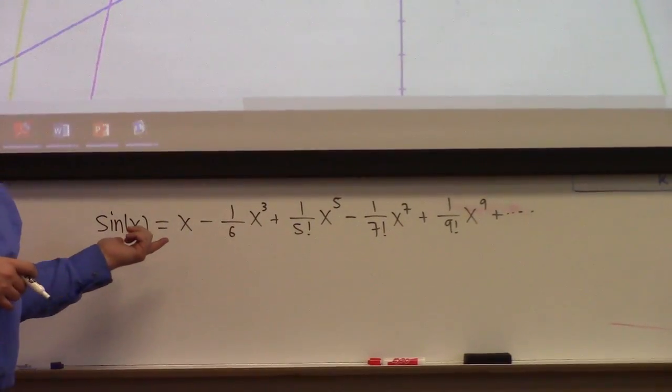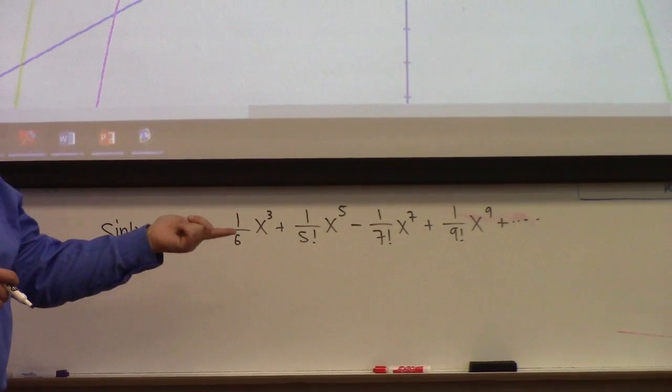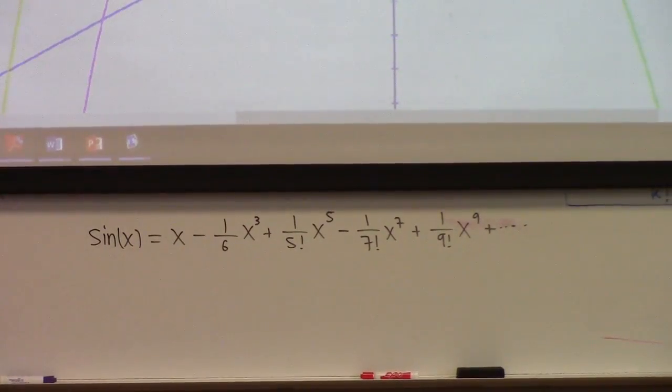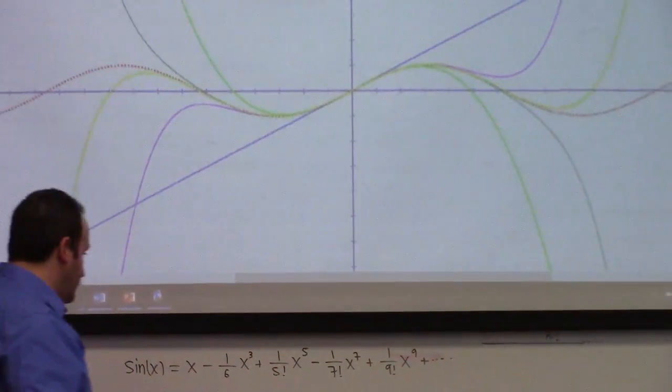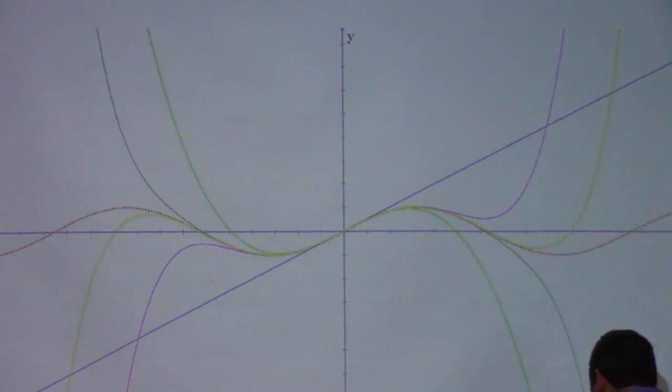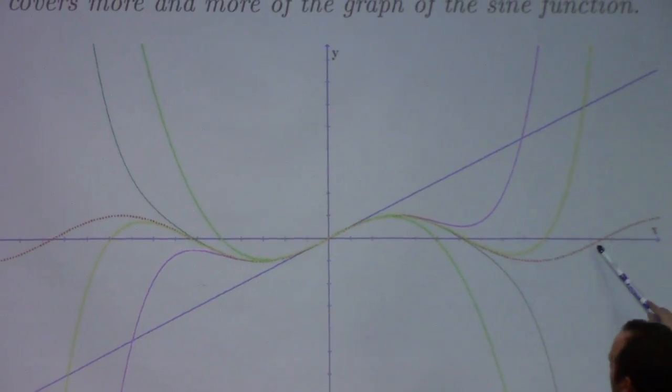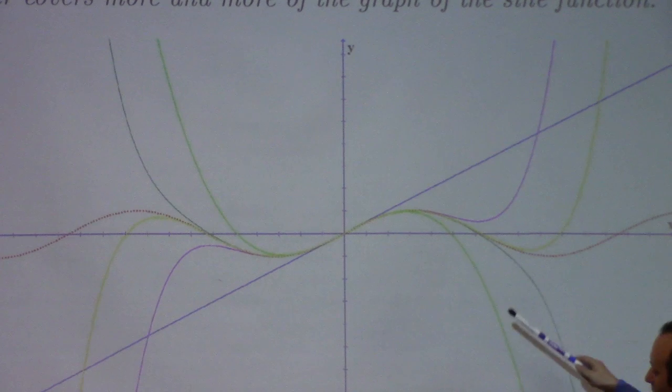I referenced this the other day by plugging in 1. I plugged in 1 to this, and that's where that sine of 1 came from, remember? Anyway, more on that later. So here we go. If you look at this, this is the sine function, right? And you can see how this is working.